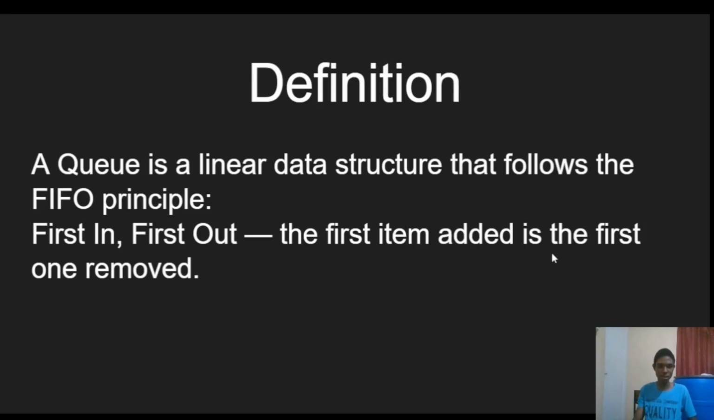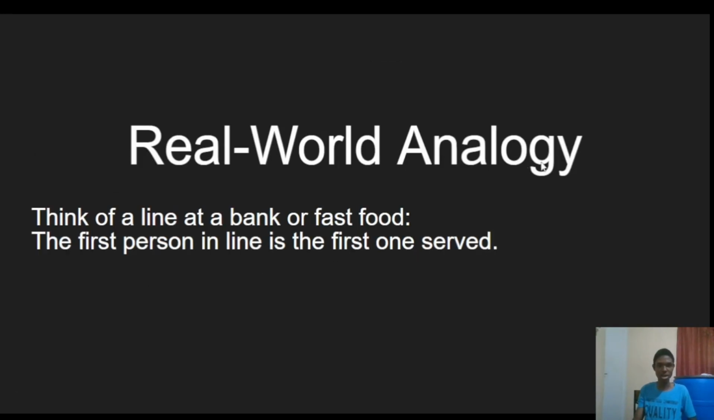Right? You can also think of it as the last item that was added will be the last item that gets removed. So that would be essentially LILO, which would be the last element that goes in would be the last element that would come out. Alright, so here's a real world analogy. You guys can think of a line at a bank or fast food restaurant. The first person in the line is the first one that gets served.